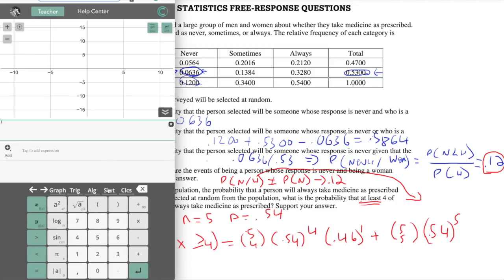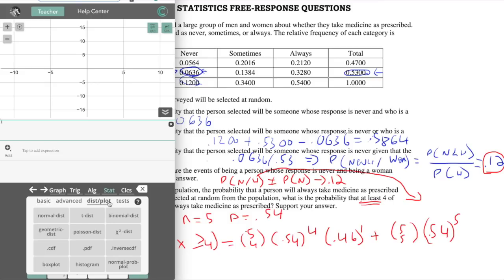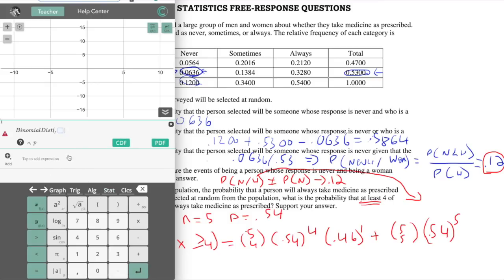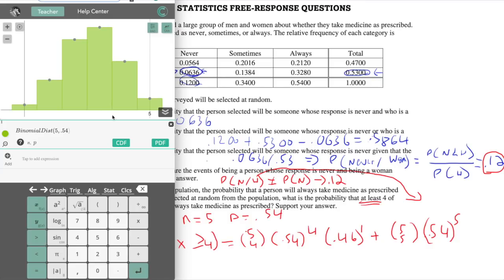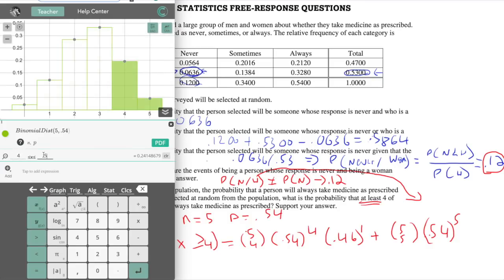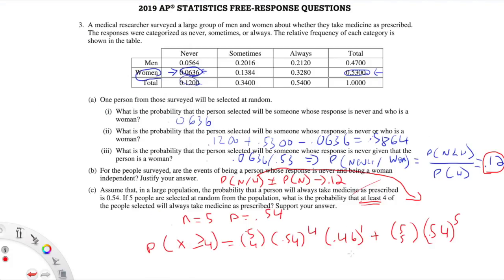So with ClassCalc, you can just go to stats, distribution plots. We got the binomial distribution right here. And as we said, it's 5 trials with a 0.54 chance of success. And if you click that magnifying glass, it'll blow it up. And then we just grab the CDF from 4 to 5. And that actually gives us the correct answer, which is 0.2414, 0.2415, I guess, to round it up. So if you work this out, you get 0.2415.